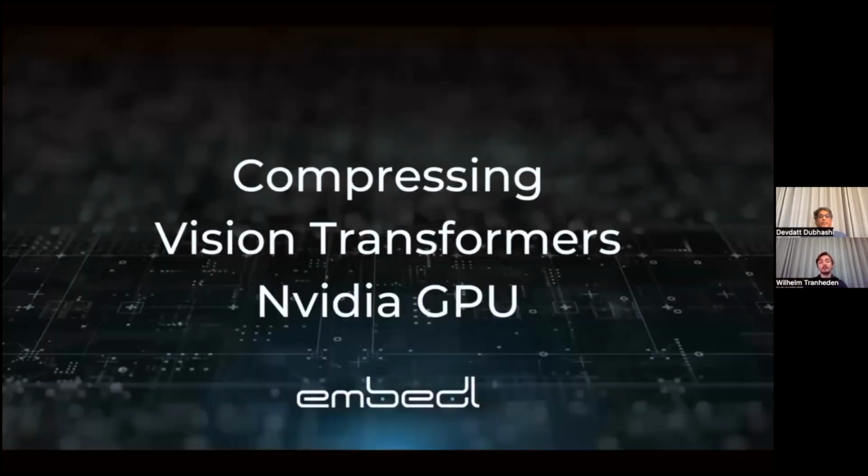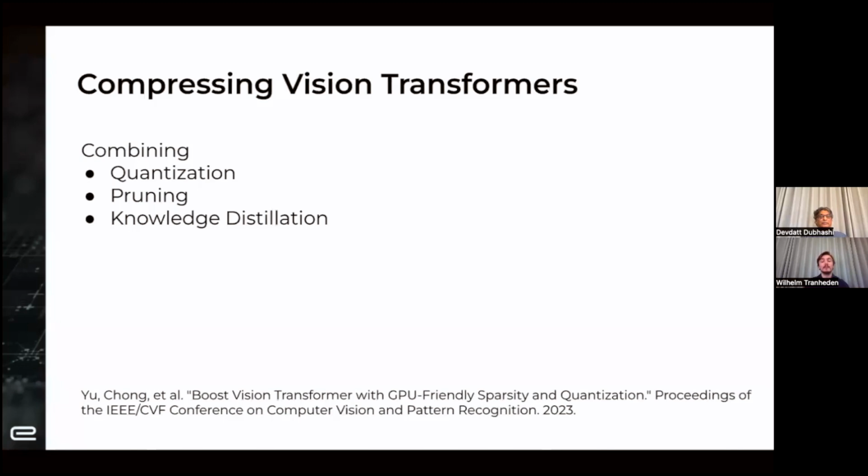And now we wish to illustrate this on two very interesting use cases. We'll start by talking about how compressing vision transformers with these techniques can be used to accelerate the models on NVIDIA GPUs. So what we aim to show here is how knowledge distillation can be combined with quantization and pruning to compress vision transformers. And there's a very interesting paper that does just this that recently came out in CVPR 2023, called Boost Vision Transformer with GPU-friendly sparsity and quantization.